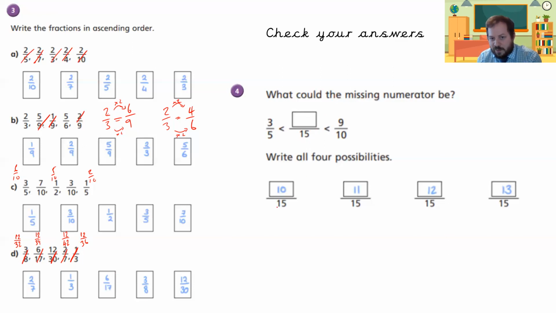We know that, because a possibility comes in 15ths as well. So 5 as a 15th. I've times there to get to there. I've times by 3. That means I've times the top by 3 as well. So 3 times 3 is 6. Then this one to get to 15.